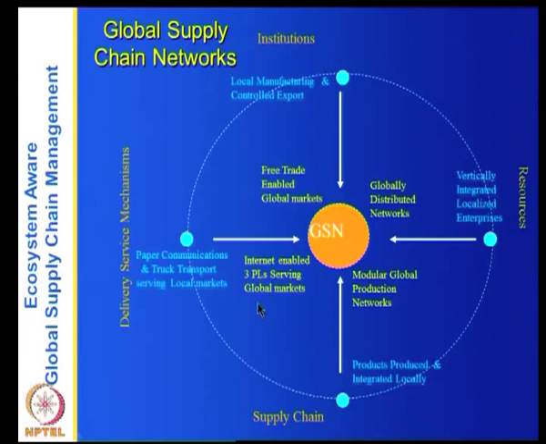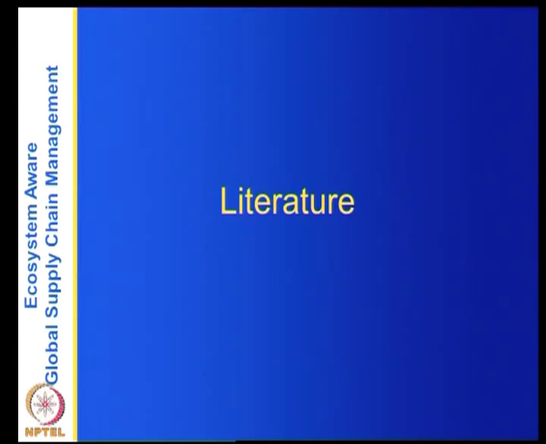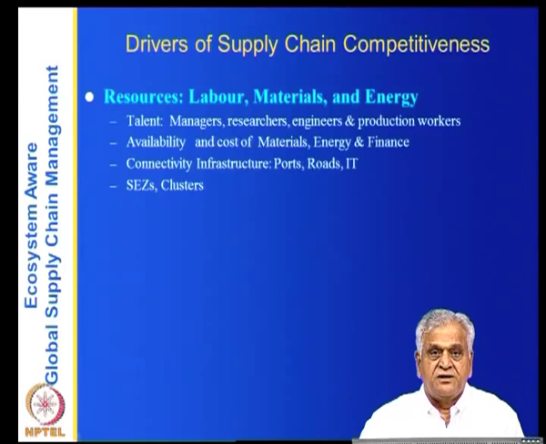So you can see that the global supply chain has made into these four factors, and that is how the evolution that we have described has happened. And our ecosystem aptly describes all the factors that are involved in this. So before we proceed further, let's look at the literature. The literature is, what are the drivers for global supply chain competitiveness?